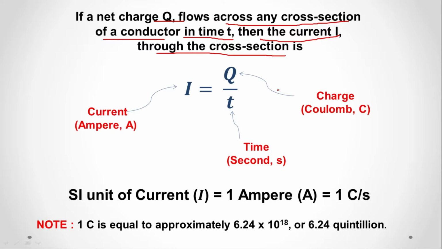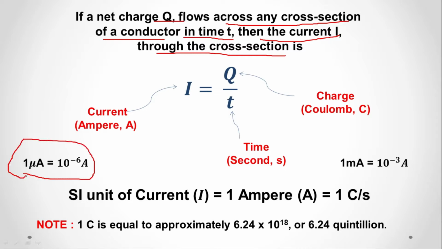Note, 1 coulomb is approximately equal to 6.24 × 10^18 elementary charges, or 6.24 quintillion. Also, 1 milliampere is equal to 10^-3 ampere, and 1 microampere is equal to 10^-6 ampere. You should remember this: the value of micro is 10^-6 and the value of milli is 10^-3. It will be useful for solving sums.